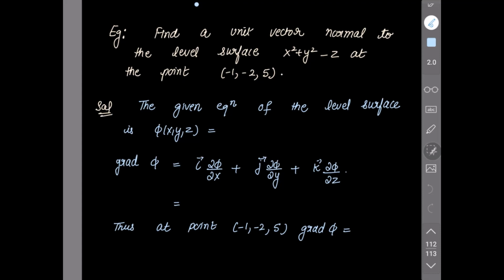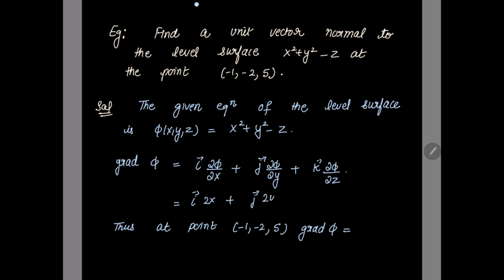Now the given equation of the level surface is x square plus y square minus z. To find the vector normal to this level surface, what we need to find is grad phi, right? So grad phi is equal to curly phi over curly x, this is 2x i, plus j curly phi over curly y, it is 2y, plus k curly phi over curly z, it is -1. So this is minus k.